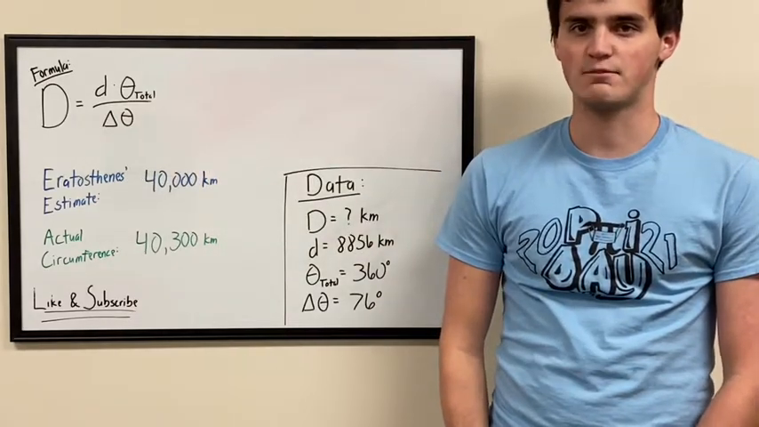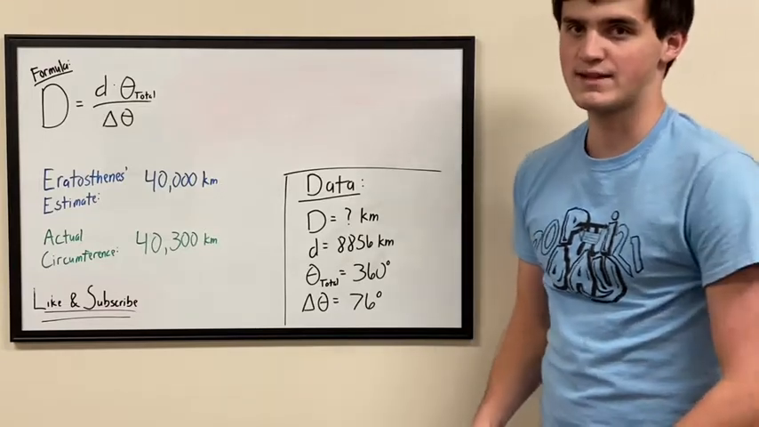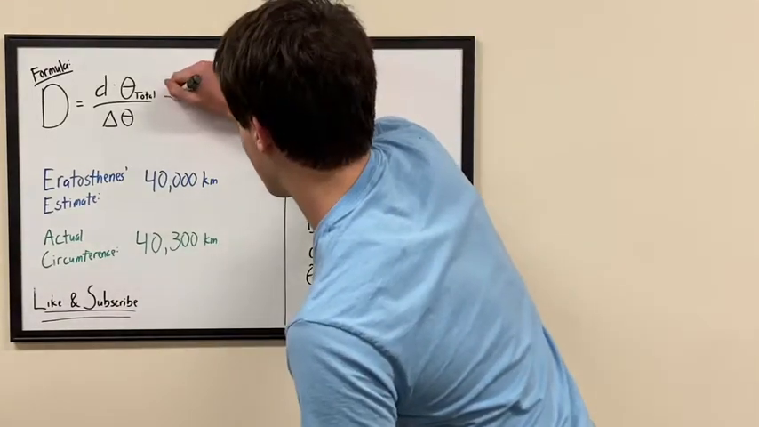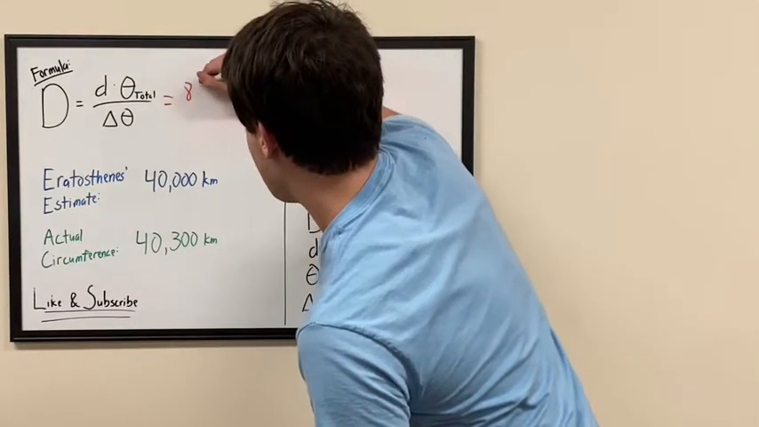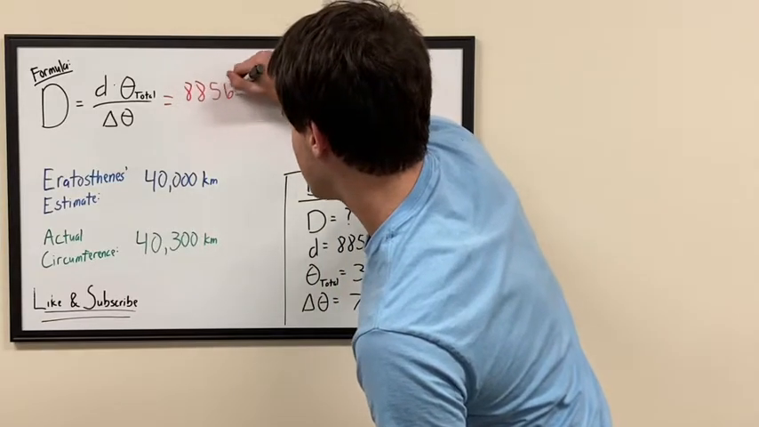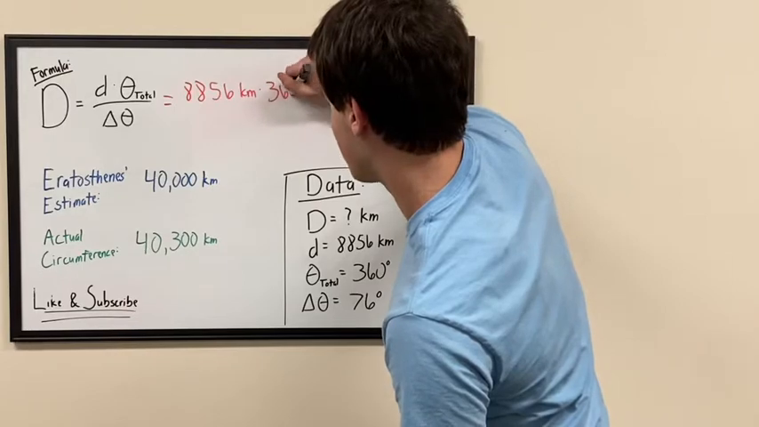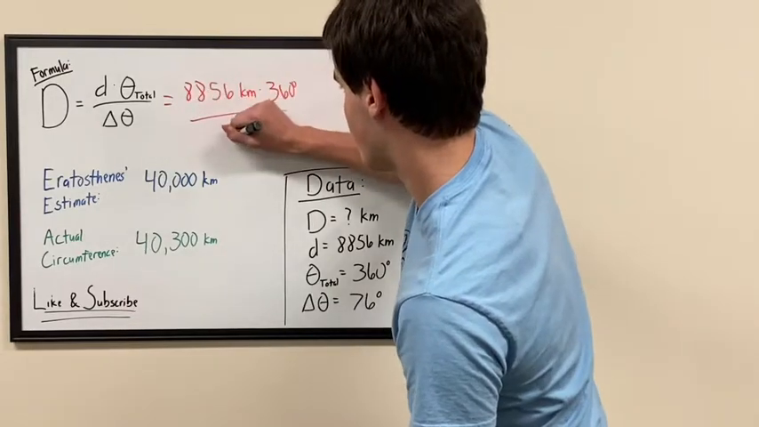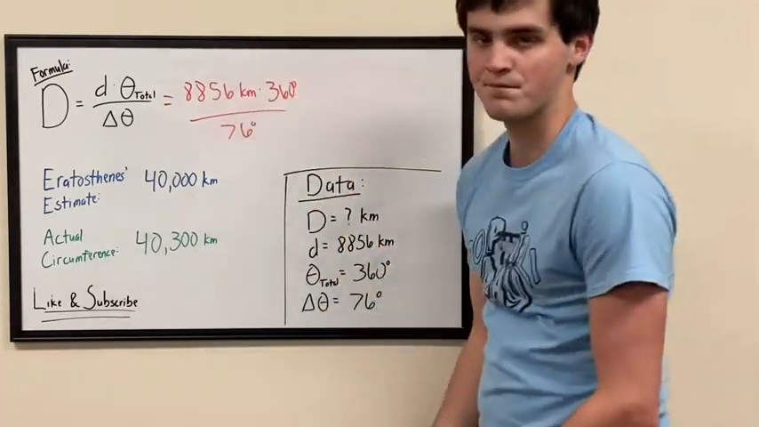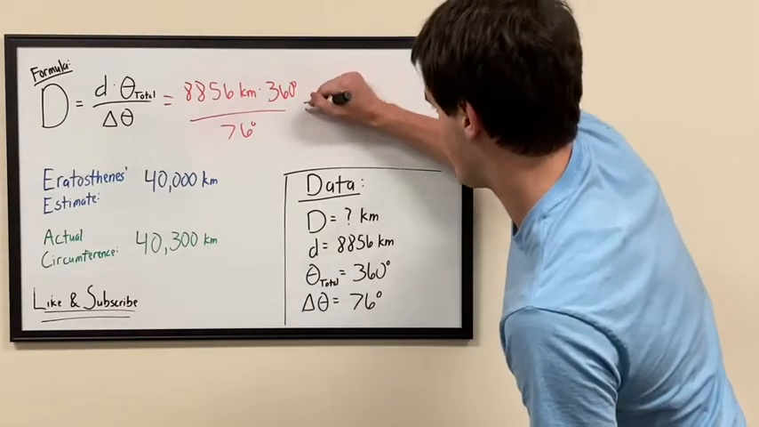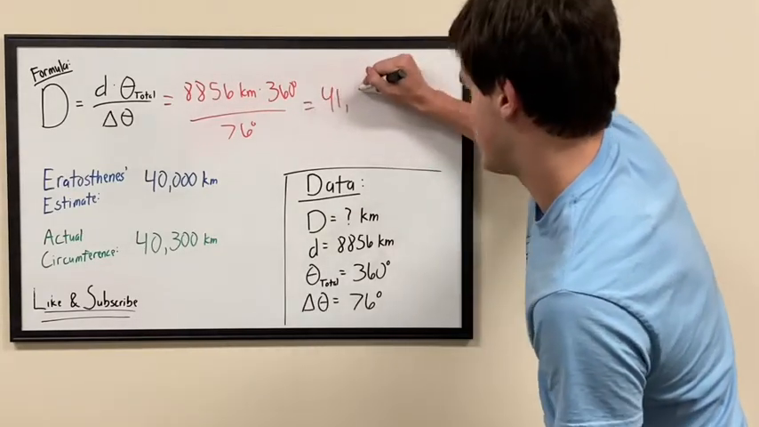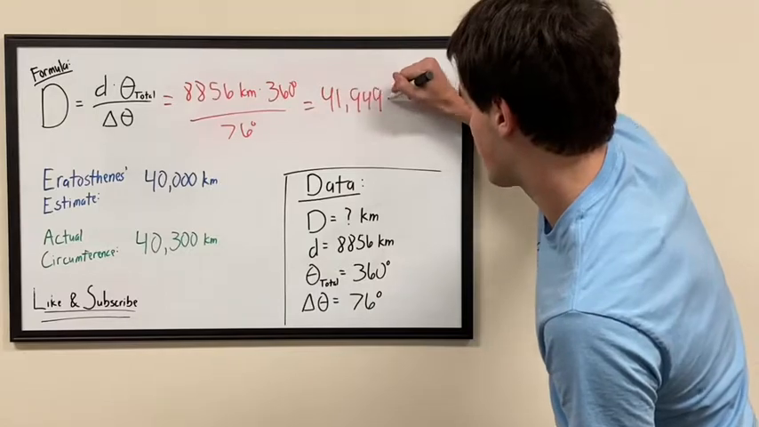By substituting my values in, I can estimate that the circumference of the Earth equals 8,856 kilometers times 360 degrees all over 76 degrees. This comes out to equal 41,949 kilometers.